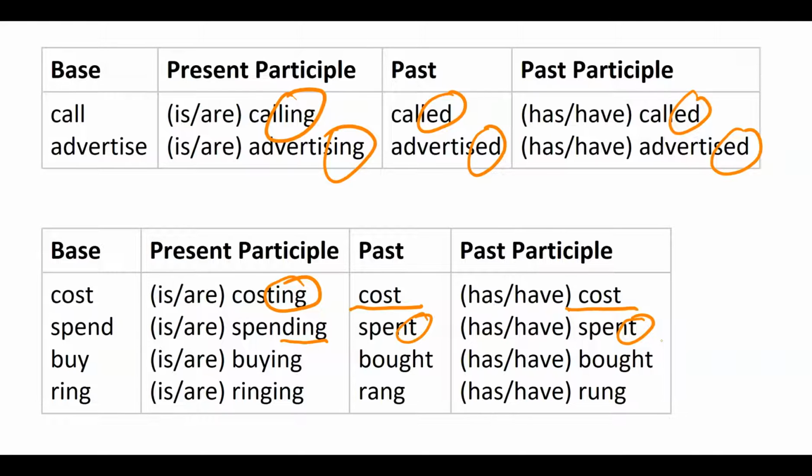Take a look at buy. Again, things very simple here, just add ing. But then the entire word changes into bought for the past tense, and then stays as bought for the past participle. And then finally, ring. 4th time, just add ing. So no big change there. But then for the past tense, it turns into a completely different word. And then for the past participle, it turns into another completely different word. And now, every irregular verb.